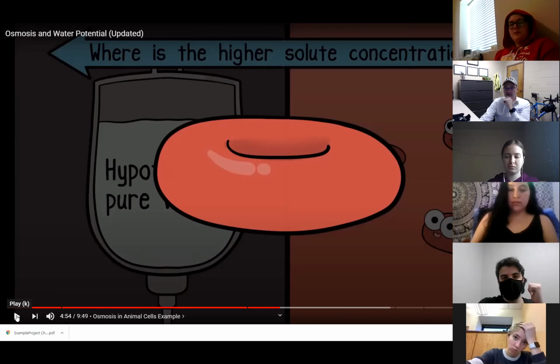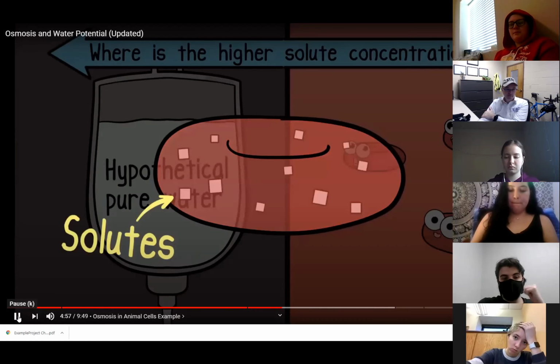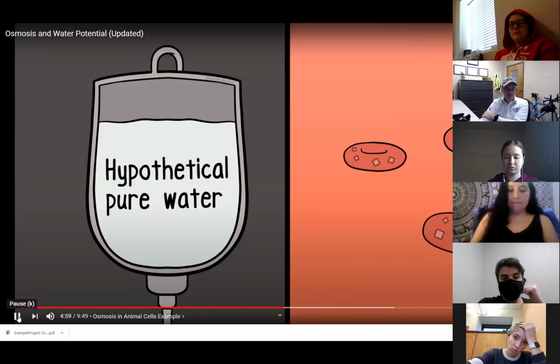The blood cells? The blood cells, right. They're going to have salts. They're going to have all sorts of things dissolved in them, right? So absolutely, cells are not empty vessels. They contain solutes. The pure water that hypothetically is running through this IV tube has no solutes.